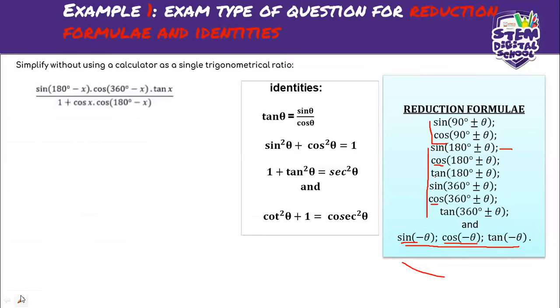All right, let me just erase this, erase that, erase this. Thank you very much. Let me take a pen again.